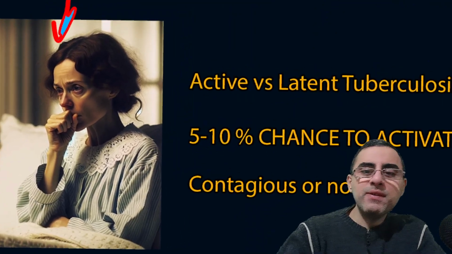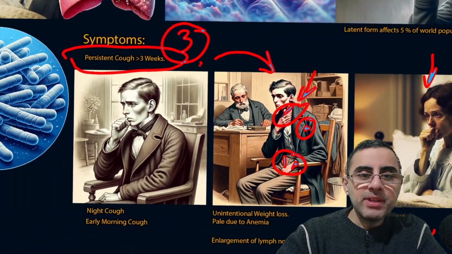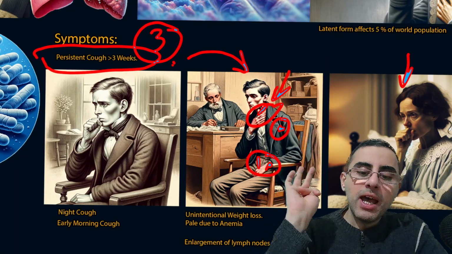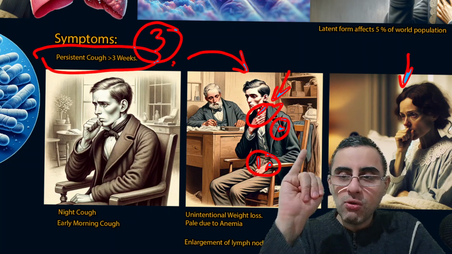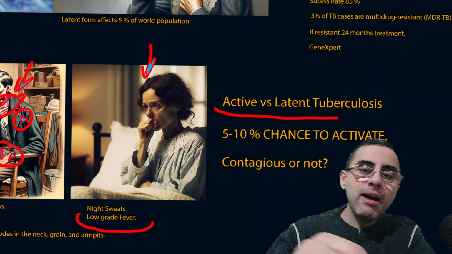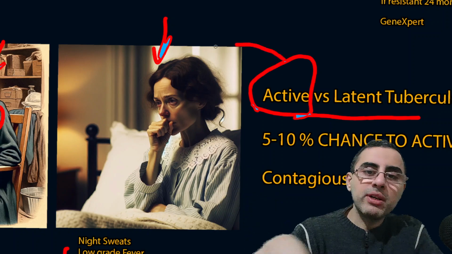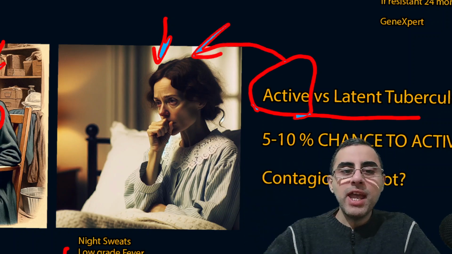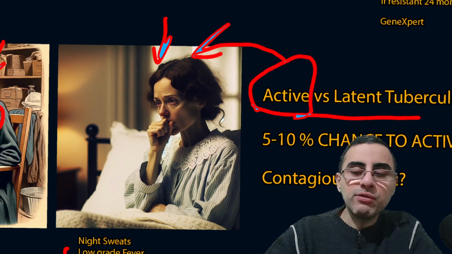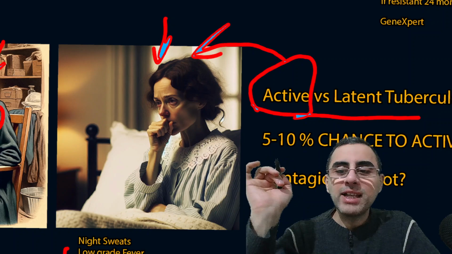Tuberculosis can be active or latent. What does it mean? These symptoms, we said persistent cough, unintentional weight loss, anemia, enlargement of lymph nodes, night sweats, and low-grade fever, are symptoms and signs of active tuberculosis. Active tuberculosis means when we have symptoms. In this case, bacteria are multiplying in the lungs. It's active tuberculosis. And we have a second form of tuberculosis, which is called the latent form.